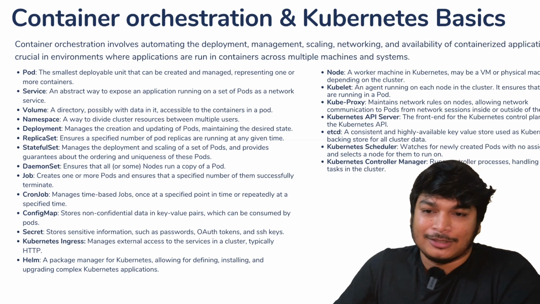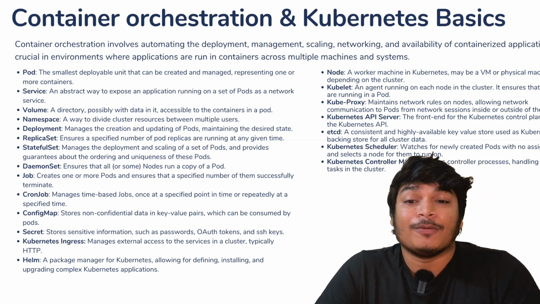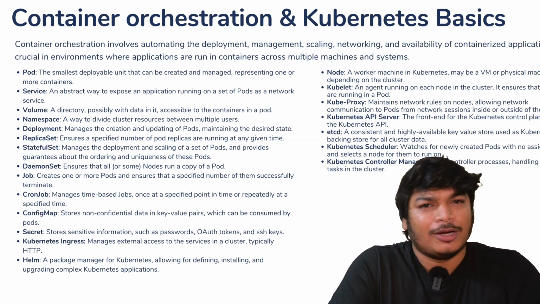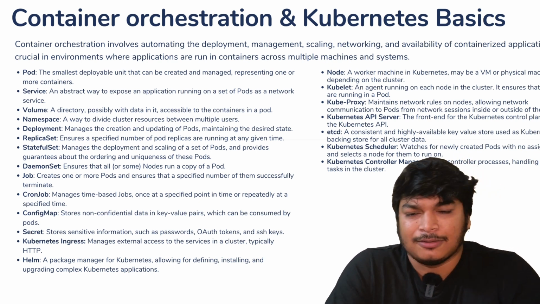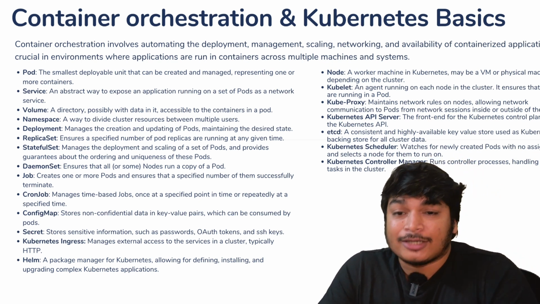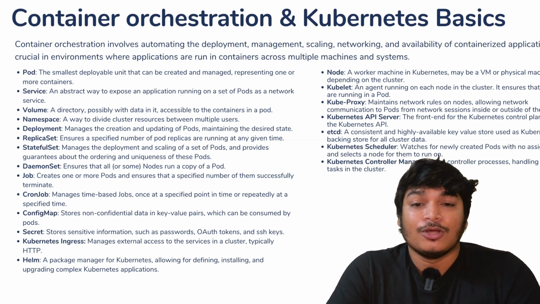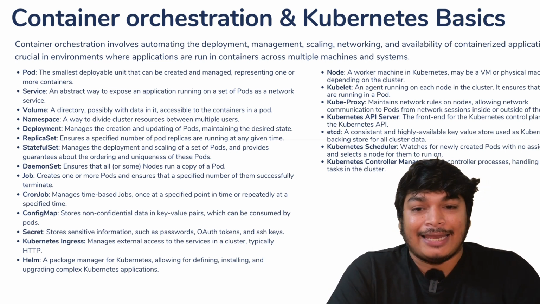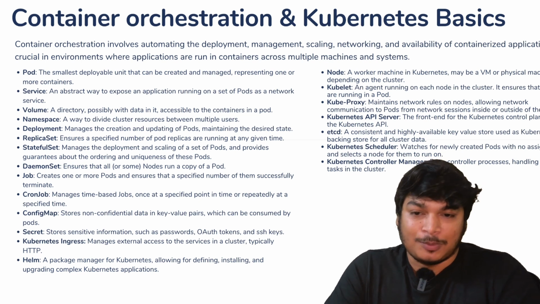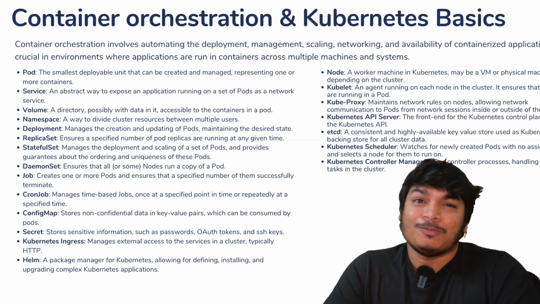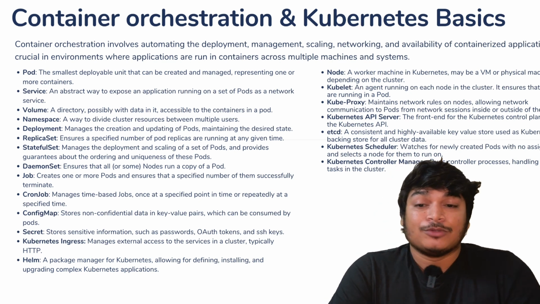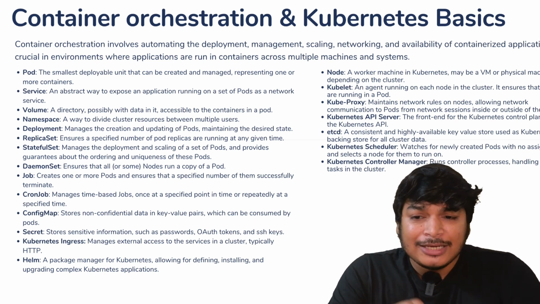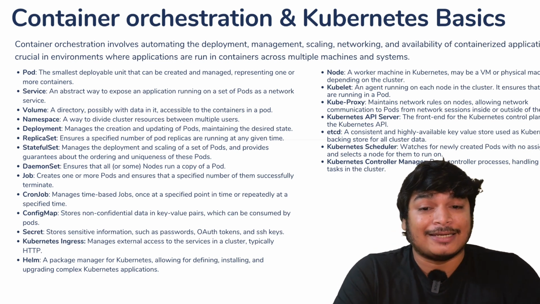Then there are other components. For example, the pod is the smallest deployable unit that can be created and managed, representing one or more containers. So one pod can contain multiple containers or can be a single container. Then service. A service is an abstract way to expose an application running on a set of pods as a network service. And the volume. It's a directory, possibly with data in it, and accessible to the containers in a pod. Then the namespace. It's a way to divide cluster resources between multiple users. Then deployment. Deployment manages the creation and updating of the pods, maintaining the desired state. Then the replica sets. It ensures the specified number of pod replicas are running at a given point of time.